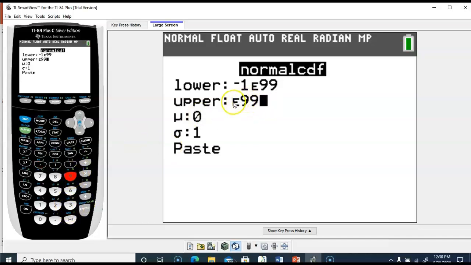That is 1 times 10 to the 99th power, which is just a super large number. And so that's how we're going to enter infinity in. And this is how we would enter negative infinity in when it comes time to do that. So just keep that in mind as far as how to get to that E. The E is right above the comma when we start entering these in the calculator.